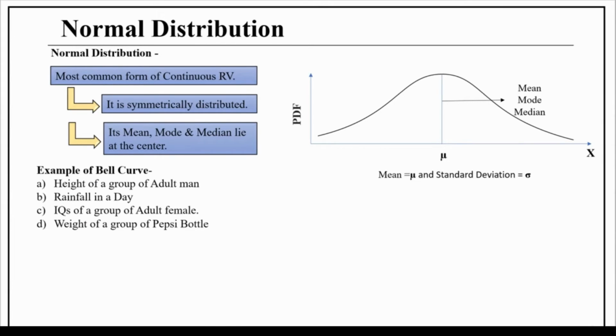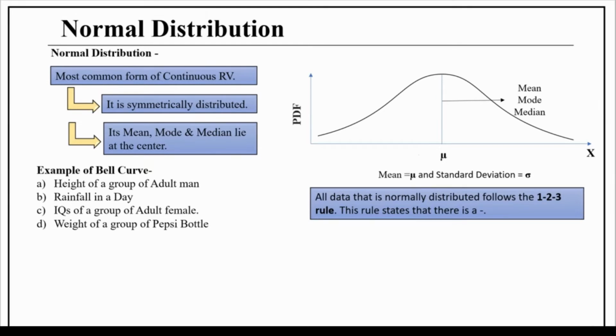Some examples of the bell curve are: first, the height of a group of adult men. Second, rainfall in a day. Third, IQs of a group of adult females. Fourth, the weight of a group of Pepsi bottles.